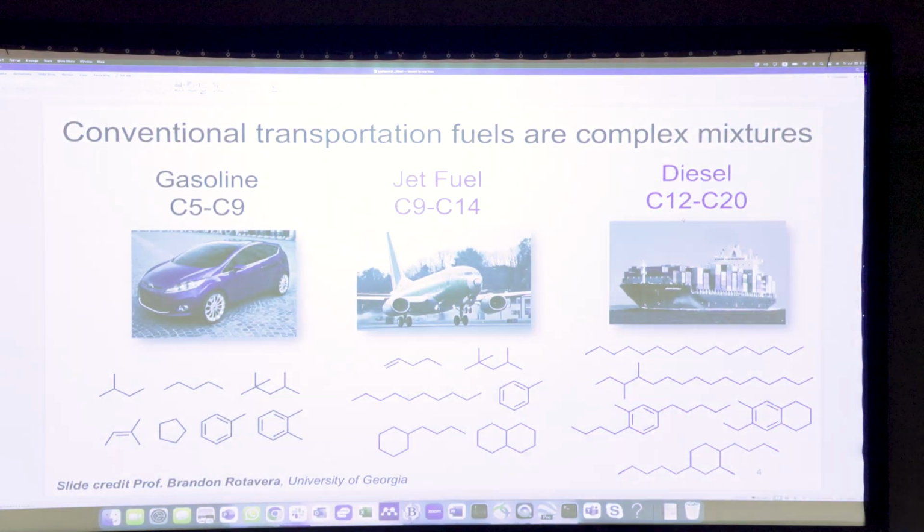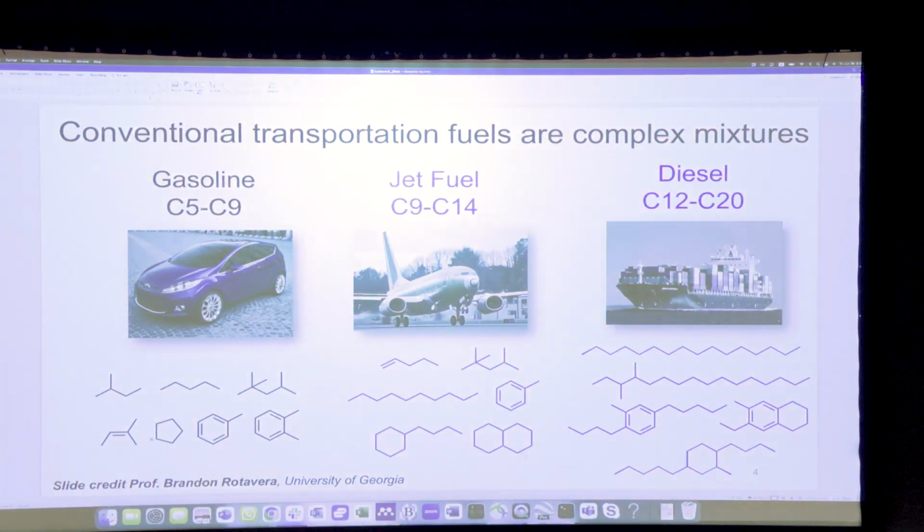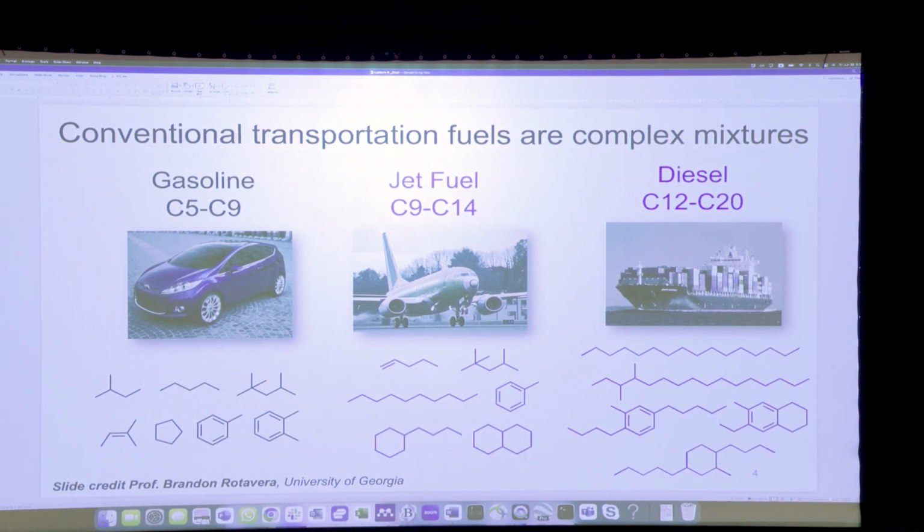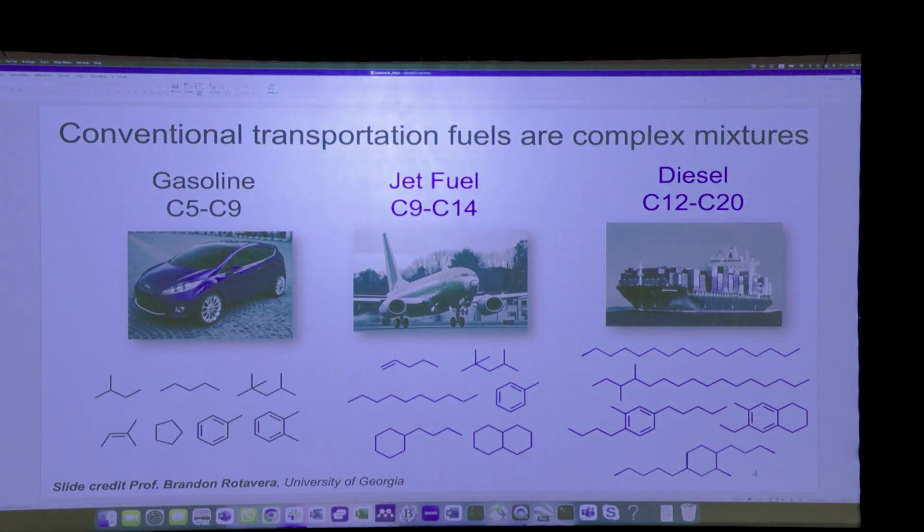And then if you go to diesel fuel, you have very little olefins, but you have very long chain alkanes, like up to C18, and anywhere from 12 to 20 carbon atoms. You have branched hydrocarbons of different isomers, and also more highly branched aromatics. So aromatics with multiple alkyl substitutions.